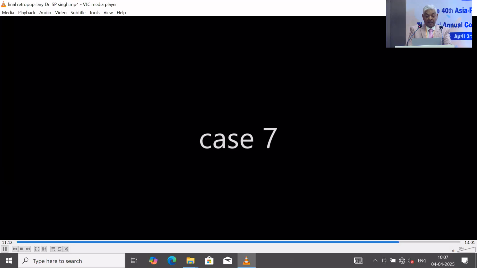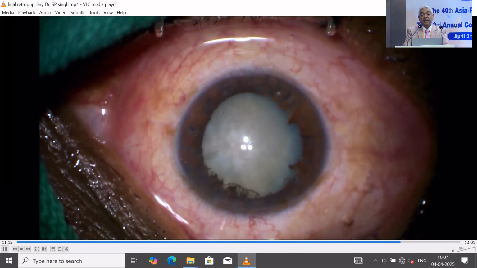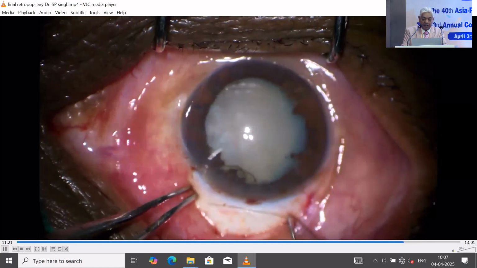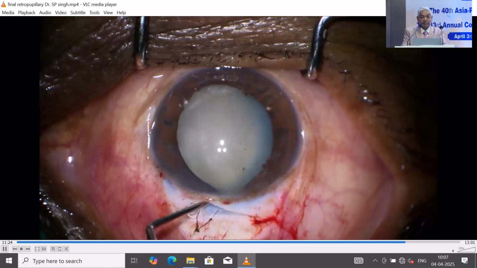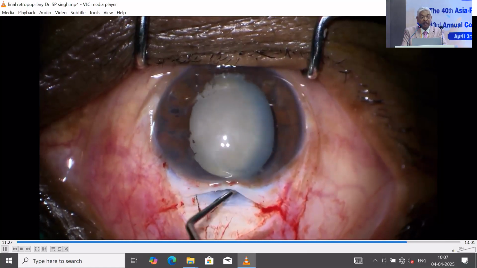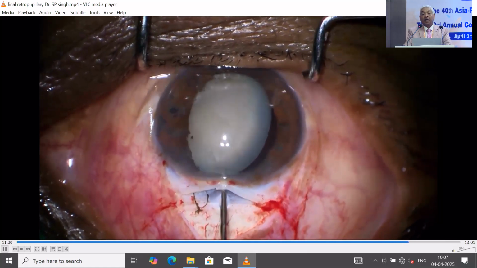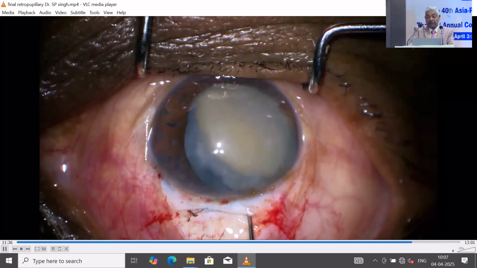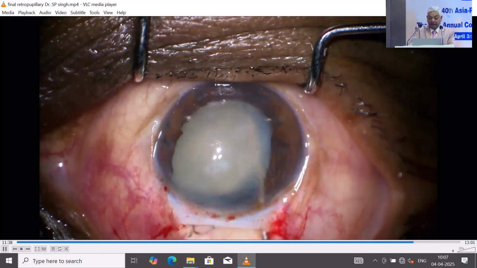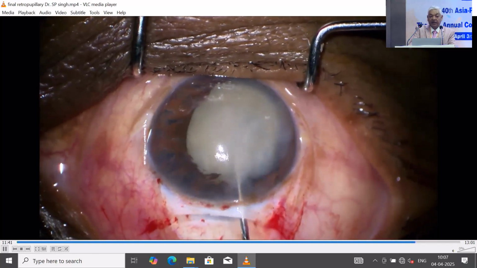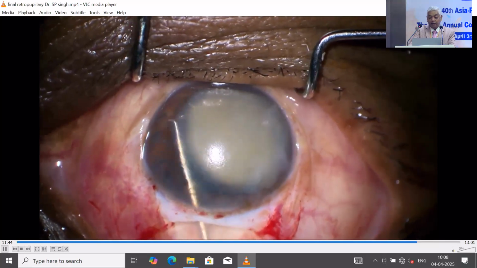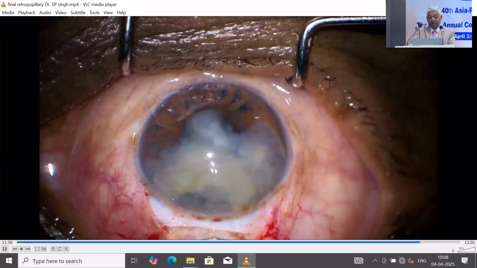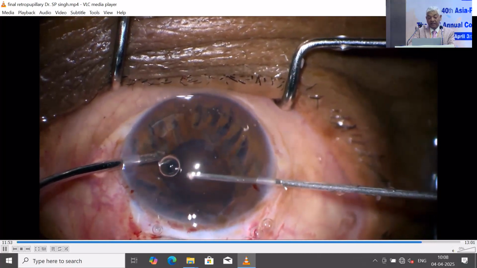The last case is a very rare case. This is a case of iridoschisis, with posterior dislocation and subluxation of the lens, a dislocated lens present in the anterior vitreous. In this rare condition of iridoschisis, the iris strands are moving in the vitreous just like shredded wheat. First remove this whole lens. Though it is broken, anyway, you can do the vitrectomy.